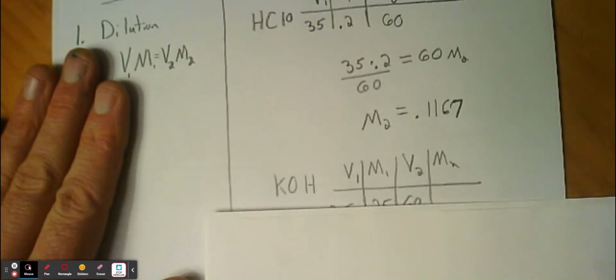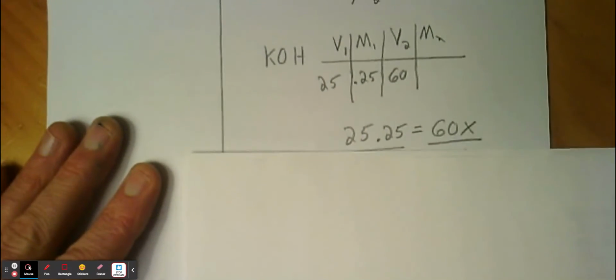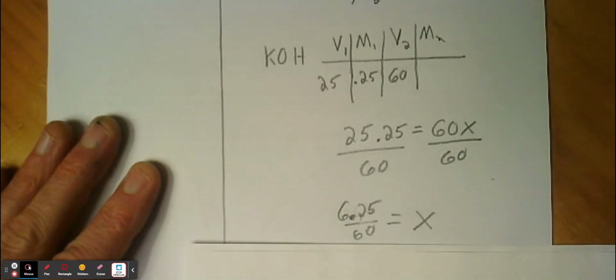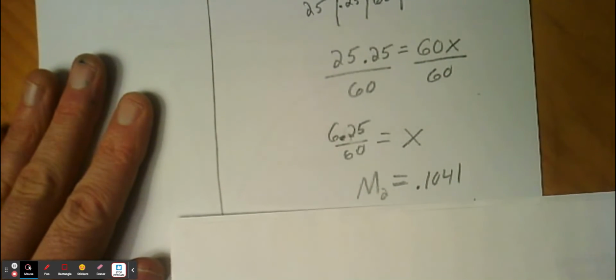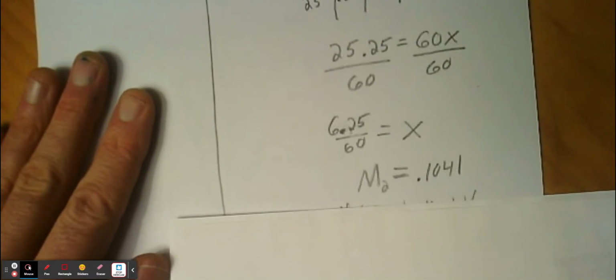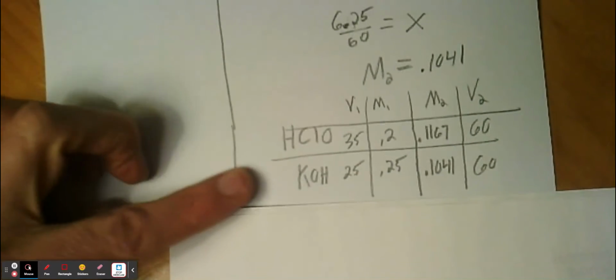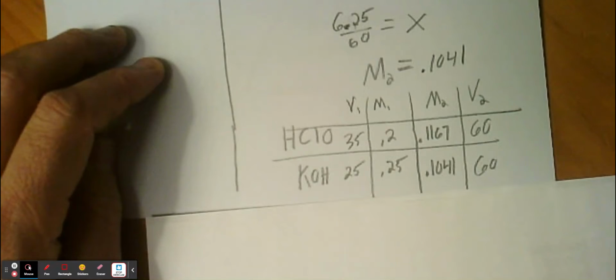All right, and then I need to do the same thing for KOH. If you remember, KOH is 25 and 25 or 0.25. So I'll fill that out and then solve for M2. I multiply and divide, so I get 6.25 divided by 60. That's going to give me 0.104. That's my new molarity, and then I'm going to set that up like that. You'll eventually do these like this, but that's what it would look like solved.